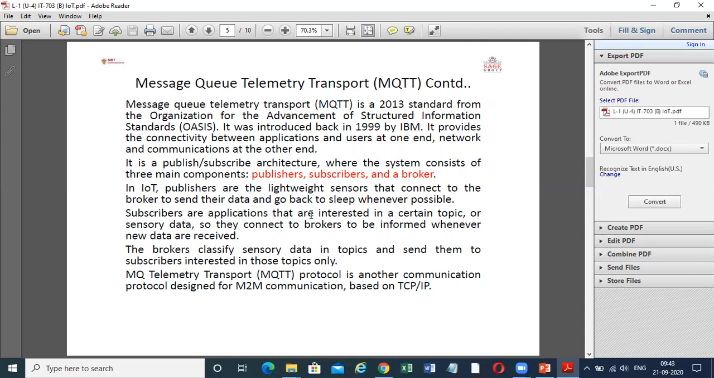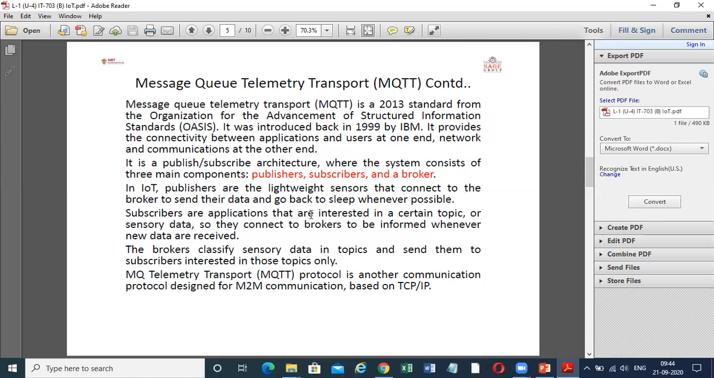First, we are done with the publisher. What are publishers? Publishers are lightweight sensors that connect to the broker to send their data and go back to sleep whenever possible. The subscribers are applications that are interested in a certain topic or sensor data, so they connect to the broker to be informed whenever new data is received.